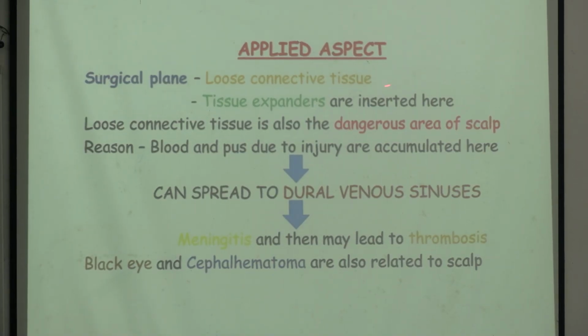Surgical plane, loose connective tissue. Tissue expanders are inserted here. Loose connective tissue is also the dangerous area of the scalp. The reason is that blood and pus due to injury accumulate here and can spread into the dural venous sinuses. Meningitis and then thrombosis may follow. Black eye and cephalohematoma are related to the scalp.